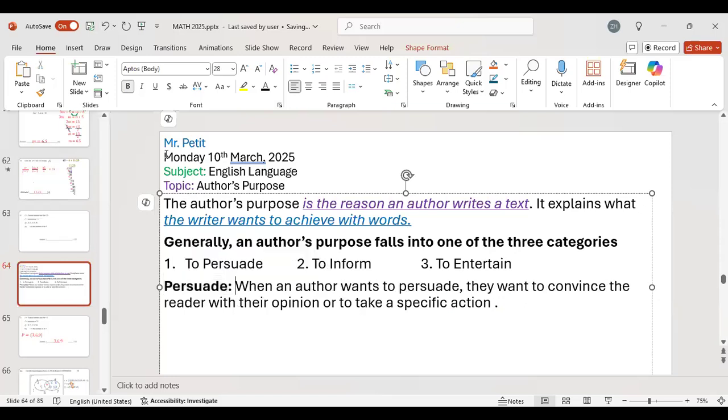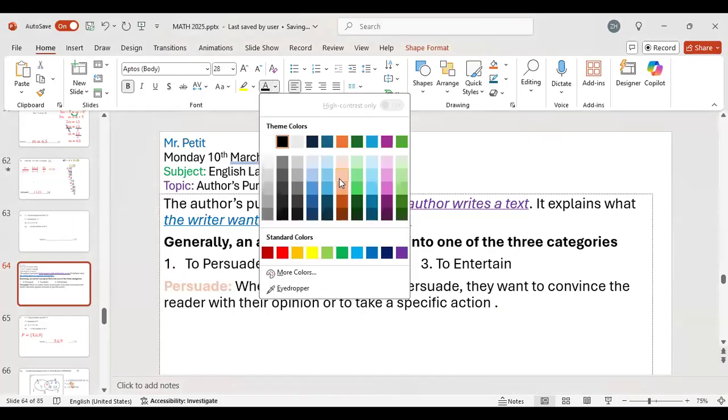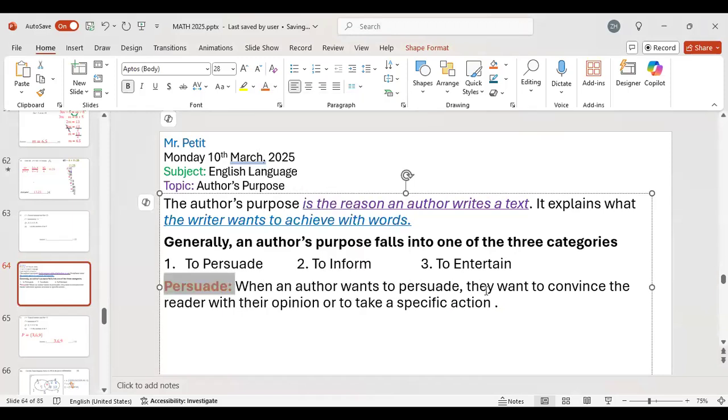Okay. So persuasion involves giving you reasons, right? Trying to give you convincing reasons on why to do something. So when an author wants to persuade, they want to convince the reader with their opinion or to take a specific action.